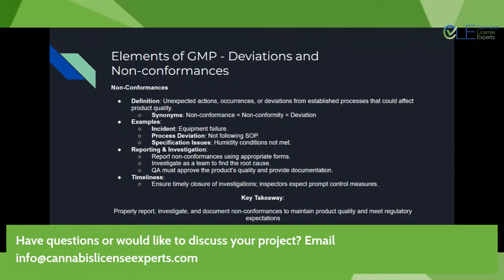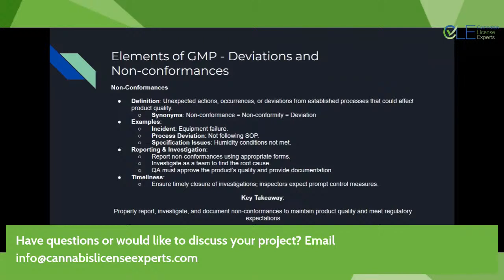Some examples would be your equipment fails, someone's not following their SOP correctly, the humidity conditions were not met, or there was an HVAC issue over the night or over the weekend, and it did change your humidity or your temperature, your environments. Reporting and investigating. So you have to report your nonconformances using the appropriate forms, which will be defined in your SOPs. Investigate as a team to find that root cause, and then the QA must approve any of the product's quality and provide any documentation and your timelines.